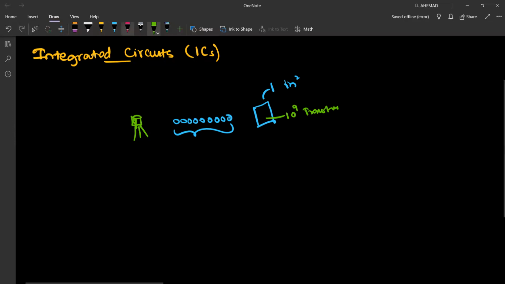And by using these transistors, we can make circuits. Those circuits are very small. Now the size of a transistor is very small. Therefore, the entire circuit is very small. So we call those types of circuits integrated circuits.